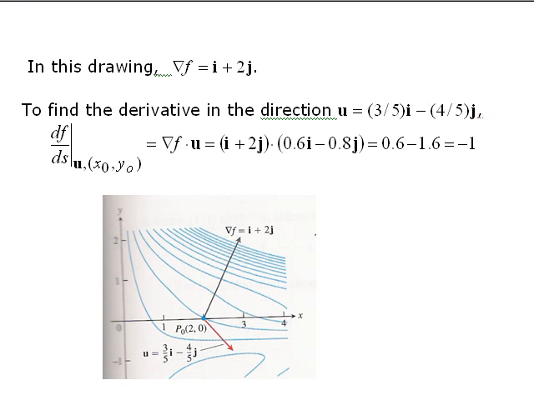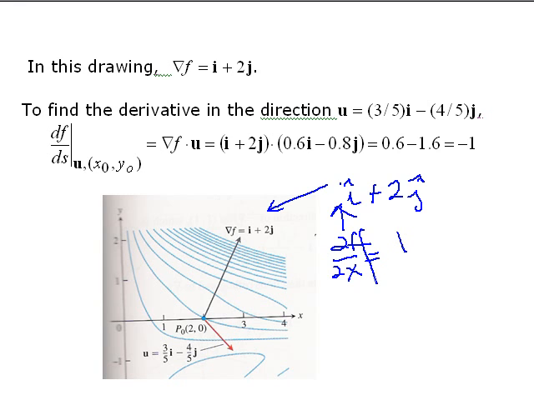Okay, in this drawing we see the gradient vector as i plus 2j. You're not seeing the partial with respect to x and the partial with respect to y. Those have the value of 1 at this point, evaluated at the point (2, 0), and the partial with respect to y, evaluated at the point (2, 0), has the value of 2. So we're seeing the gradient vector at a particular point for this function.